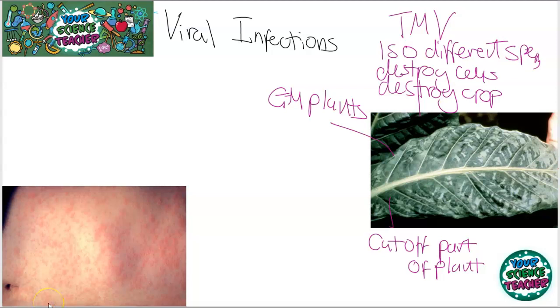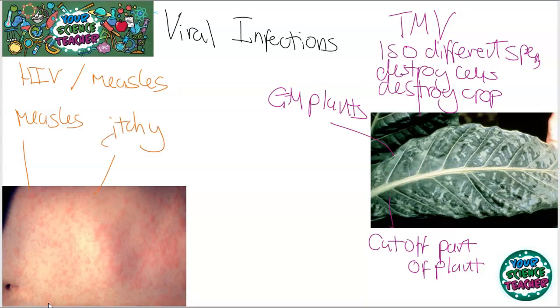As we know, viruses can infect people as well, and we talked about two of them. We talked about HIV and measles as two massive viral diseases. And here's a picture of someone that has measles, in fact. Measles is characterized by having itchy spots. But measles can also be fatal in elderly people, and it can also cause death to people who are really young and have poor immune systems as well.